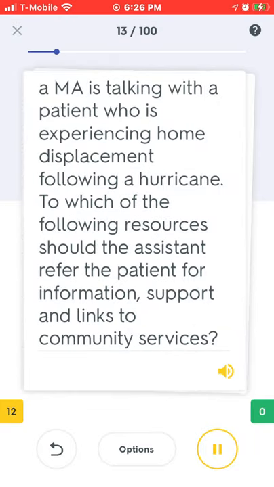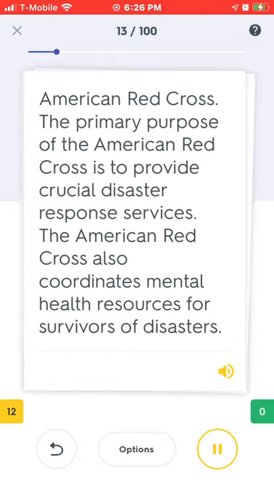A MA is talking with a patient who is experiencing home displacement following a hurricane. To which of the following resources should the assistant refer the patient for information, support, and links to community services? American Red Cross. The primary purpose of the American Red Cross is to provide crucial disaster response services. The American Red Cross also coordinates mental health resources for survivors of disasters.